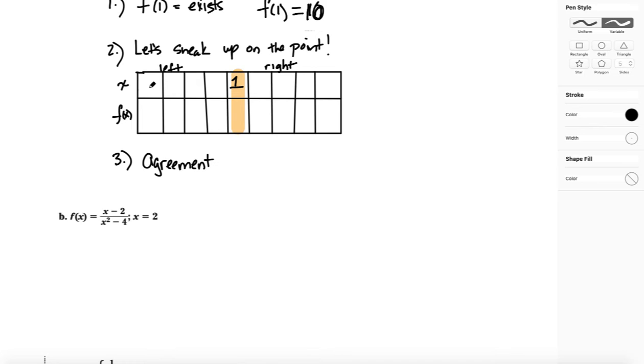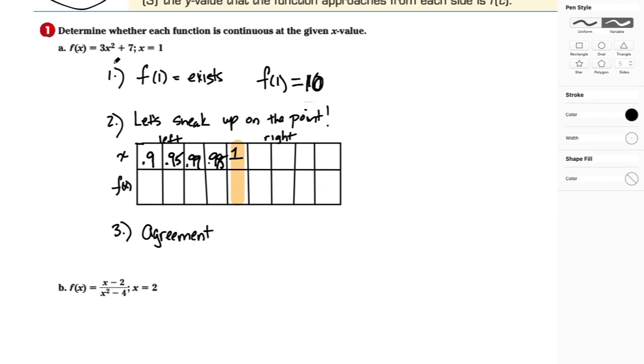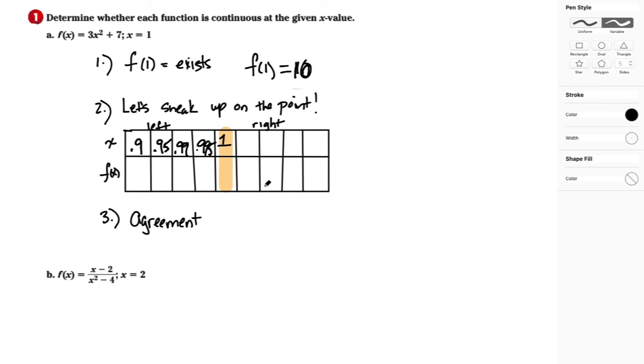So what does that mean? We want to get super close to 1 from the left, but we don't actually want to be at 1. So I might start at, let's say, 0.9, 0.95, let's say 0.99, and let's do 0.995, okay? And what I'm going to do is I'm literally going to plug it into this equation. Yes, use a calculator. I'm totally comfortable with that.